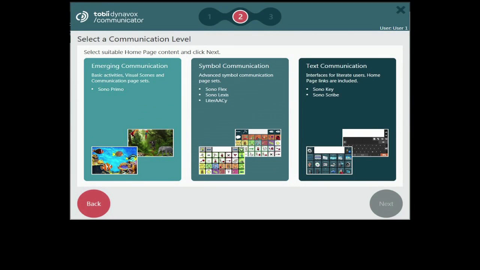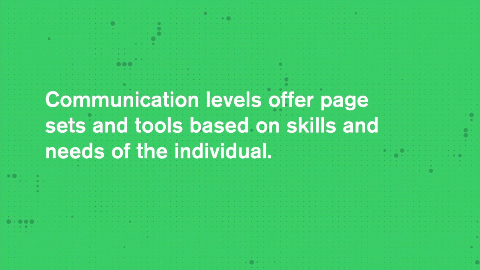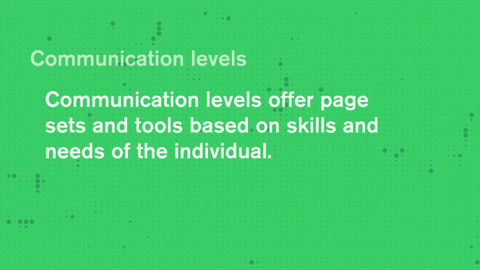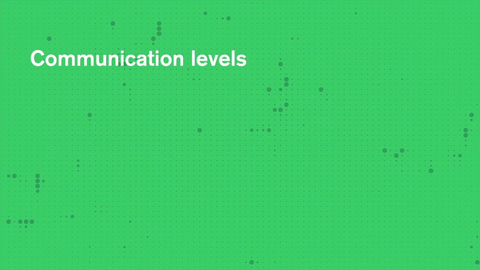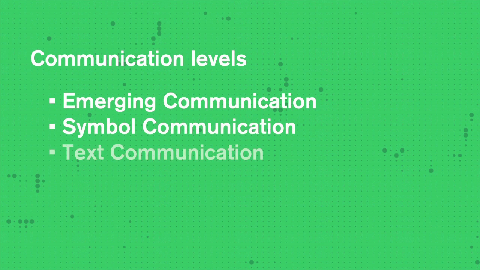When you first set up your Communicator 5 software, you were able to create a new user and were given a choice of three different communication levels. Each level offers a page set and tools based on the skills and needs of the individual. The three communication levels available include emerging communication, symbol communication, and text communication.